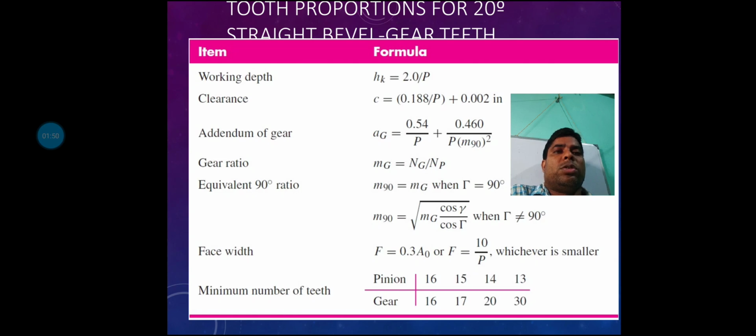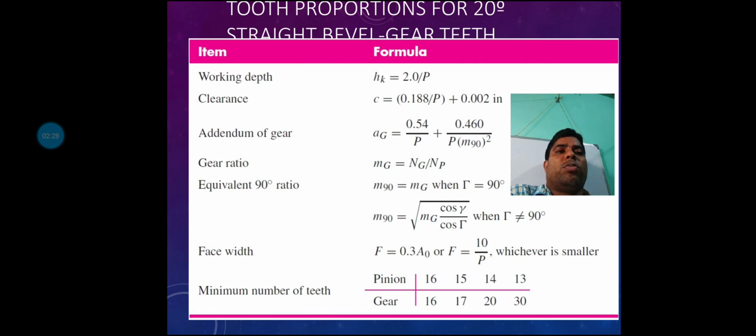So first one is the working depth. Working depth will be 2 by P. Now clearance, C, is equal to 0.188 by P plus 0.002 inch. Addendum of gear, AG, is equal to 0.54 by P plus 0.46 by P by M90 square, where M90 is the 90-degree ratio.